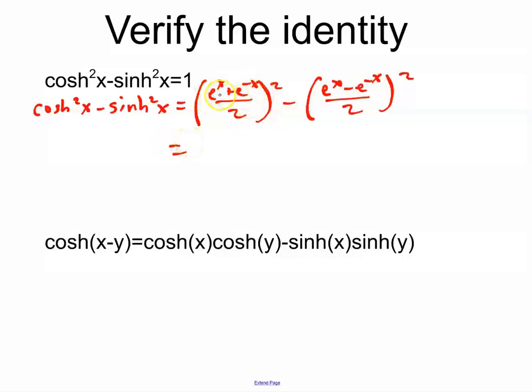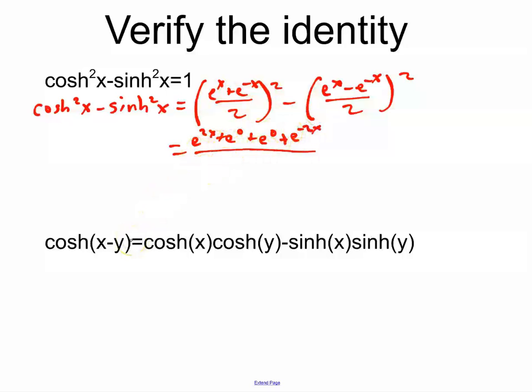So I'm going to have to square this. E to the x plus e to the negative x, squared, is going to be e to the 2x, because that's e to the x times e to the x. Then I'm going to get e to the x times e to the negative x, and when you add those exponents, you get 0. Then another e to the negative x times e to the x, which is another e to the 0. And then e to the negative x times e to the negative x is e to the negative 2x.